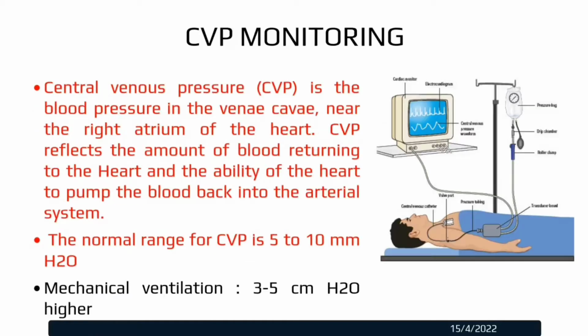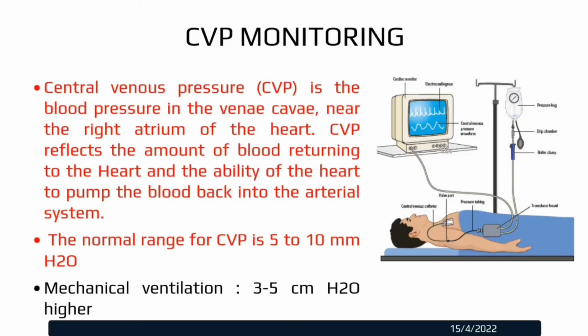Let's see what is central venous pressure monitoring. Central venous pressure is the blood pressure in the vena cava and near the right atrium of the heart. So the central venous pressure reflects the amount of blood returning to the heart and the ability of the heart to pump the blood back into the arterial system.